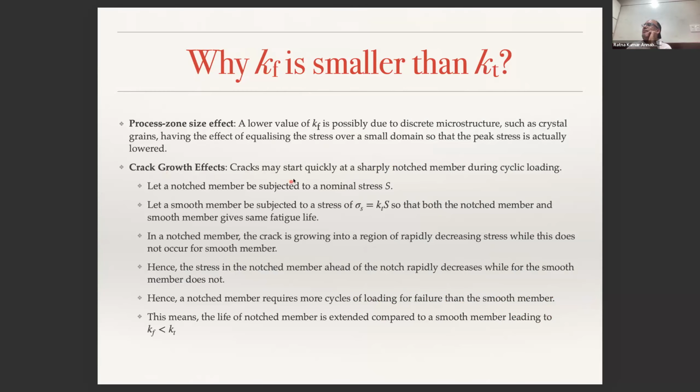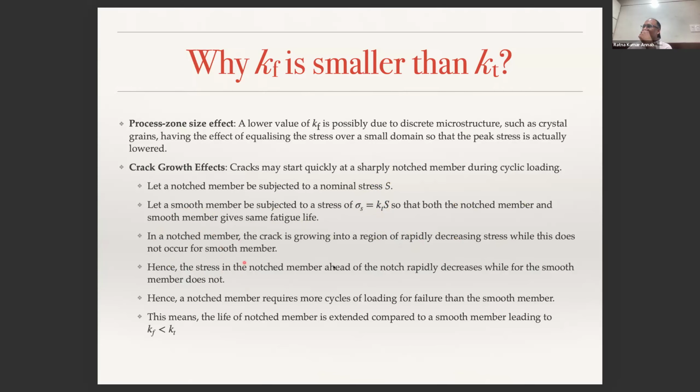And another reason is the crack growth effect. For example, let us say you have a crack that may start quickly at a notch because the stress is very high due to the nominal stress. Now if you have a smooth member subjected to Kt, the theoretical stress concentration, times the applied stress, so that both the notched member and the smooth member give the same fatigue level, let us assume that. Then in a notched member, the crack grows into a region of rapidly decreasing stress, whereas for a smooth member it does not happen.